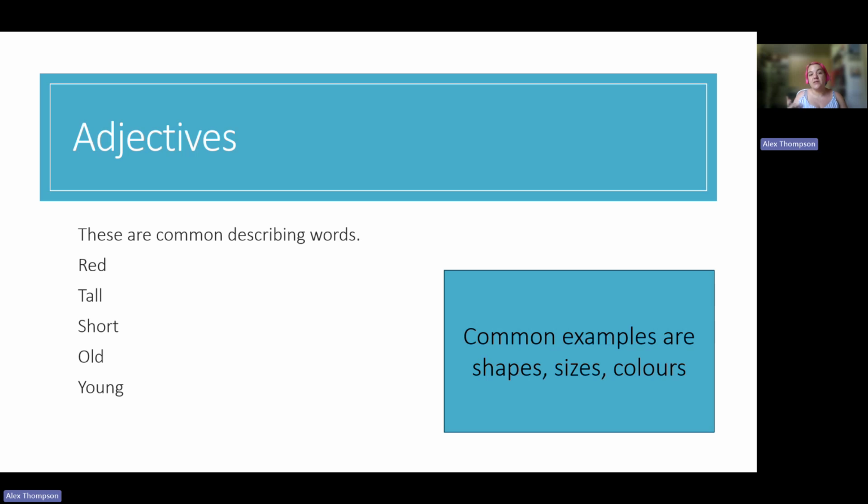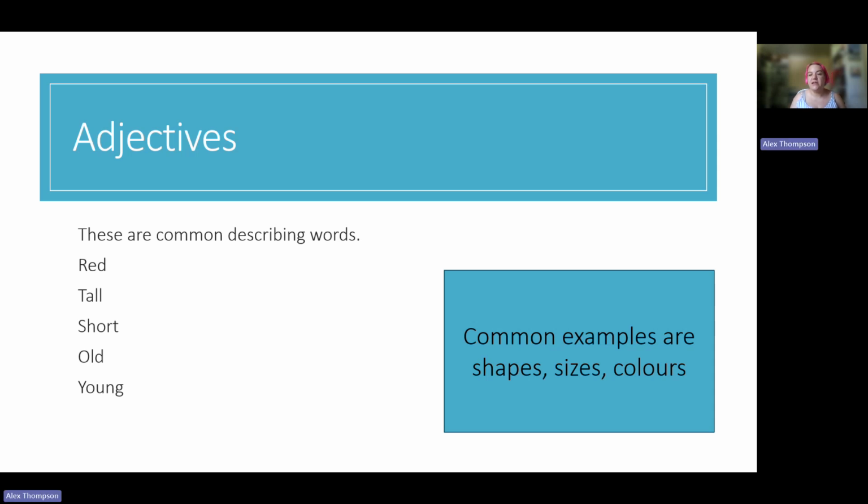So if I said I'm going to the lovely park, lovely is an adjective. If I'm going to the beautiful park, beautiful is an adjective. So it's not just talking about its physical description, it's giving any words that describe the item. So an adjective describes an item, an adverb describes an action or something that we are doing.